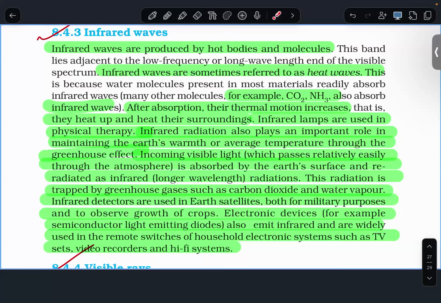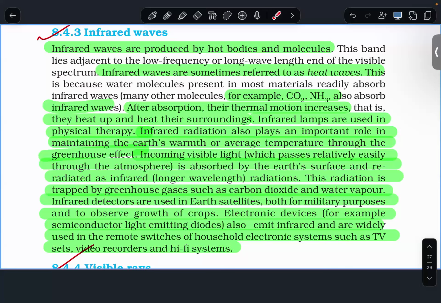The incoming visible light, which passes relatively easily through the atmosphere, is absorbed by the Earth's surface and re-radiated as infrared, longer wavelength radiation. This radiation is trapped by greenhouse gases such as carbon dioxide and water vapor. Infrared detectors are used in Earth satellites. Infrared cameras are also available, for military purposes and to observe the growth of crops.